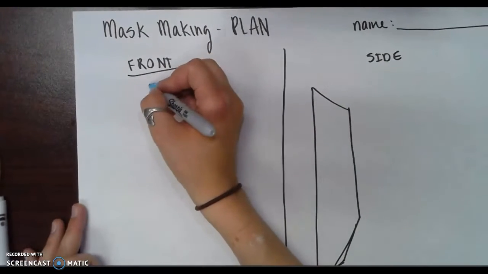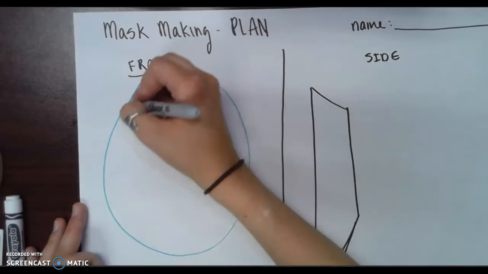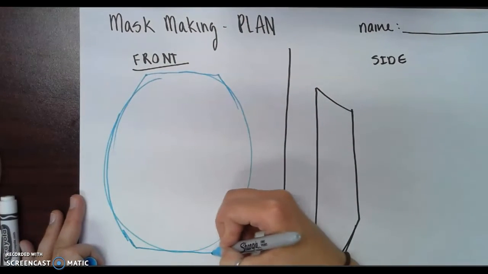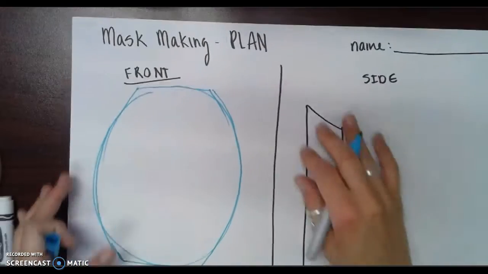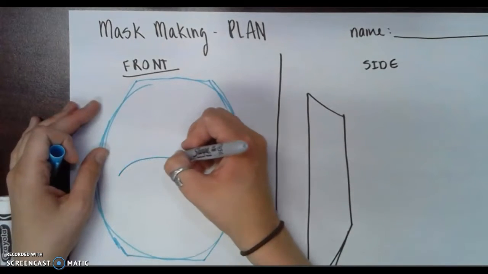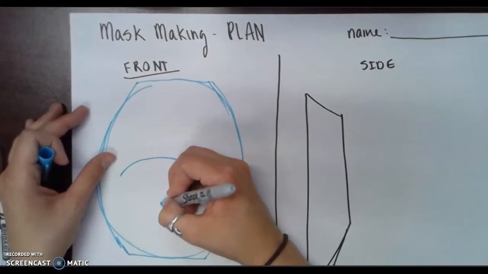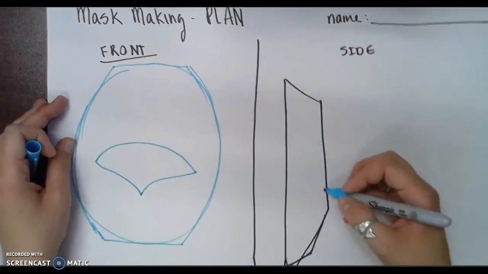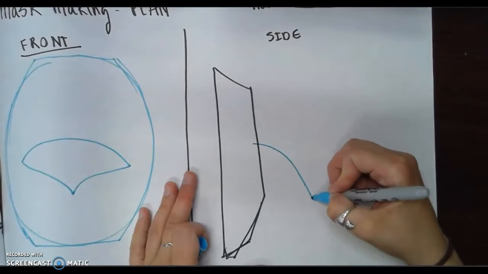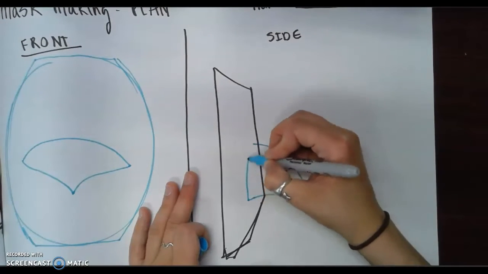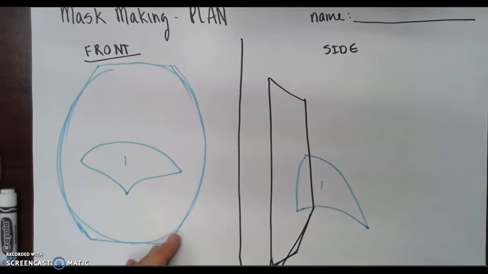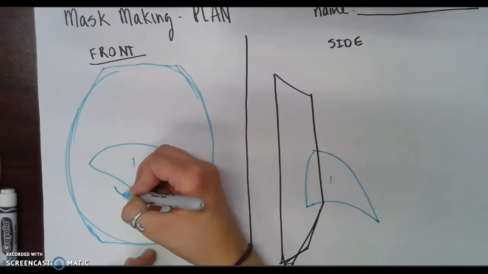So start out by drawing your shape for your mask. Mine's a little long like this. And let's say I'm making a bird. I would start with a beak. Maybe it's a big beak. That would be my front view of it. But from the side, it might look like that. So I can mark that. That could be my first three-dimensional feature. If you want, you can even do a bottom beak.